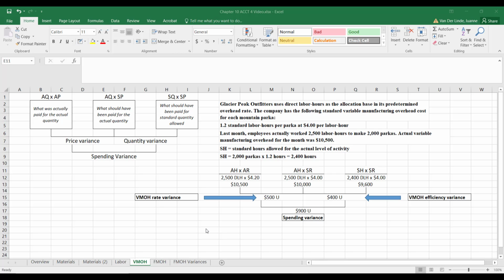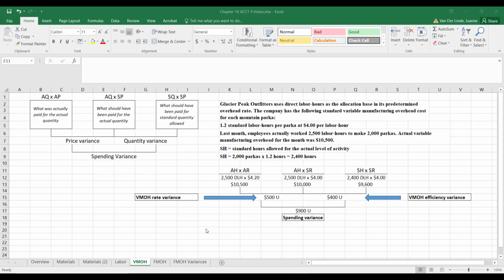In this video, we will be finding the variable manufacturing overhead rate variance and the variable manufacturing overhead efficiency variance. So here again, we're using the same company, so all the same assumptions. Glacier Peak Outfitters uses direct labor hours as the allocation base in its predetermined overhead rate. The company has the following standard variable manufacturing overhead cost for each mountain parka.